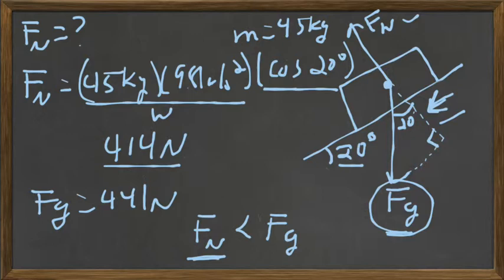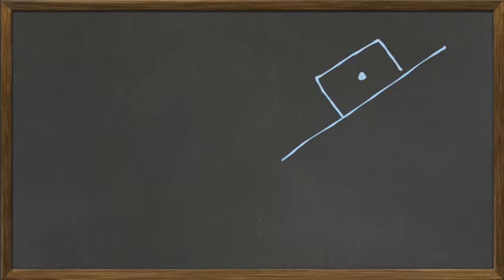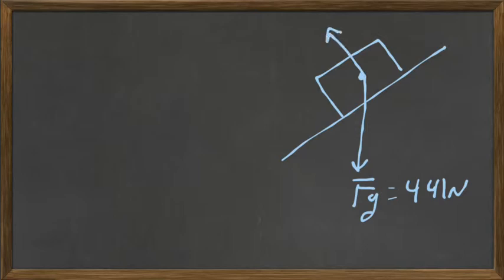Now, what happens if he is being pulled along the incline? In the last set of problems, we started with an object stationary on a horizontal surface, and then we added a pulling force. So let's do the same thing here. I'm going to have the same mass, which means the same weight, 441 newtons. I'm not changing the fact that he's on a 20-degree incline.